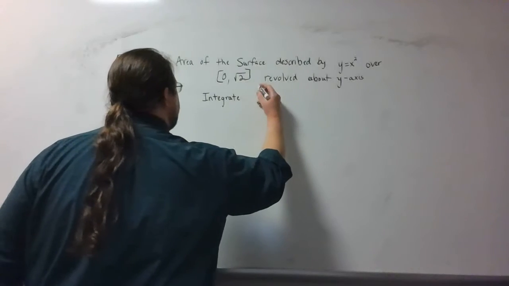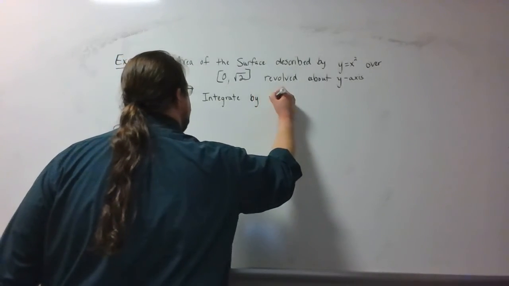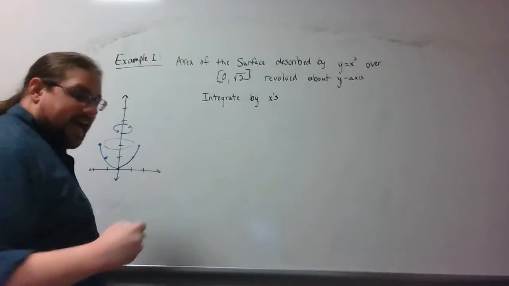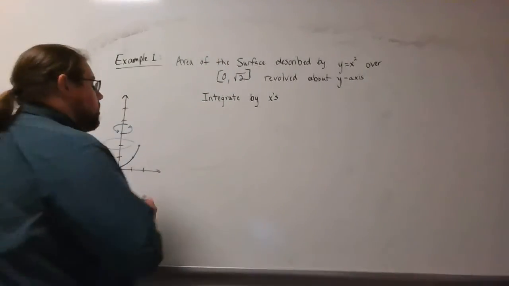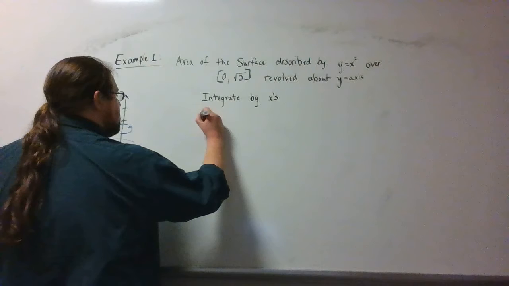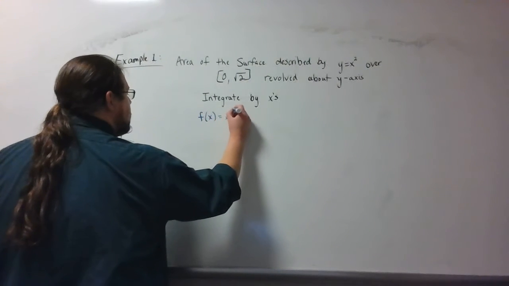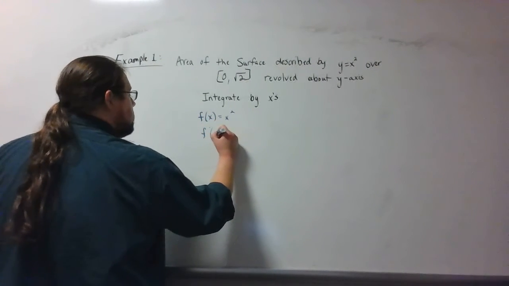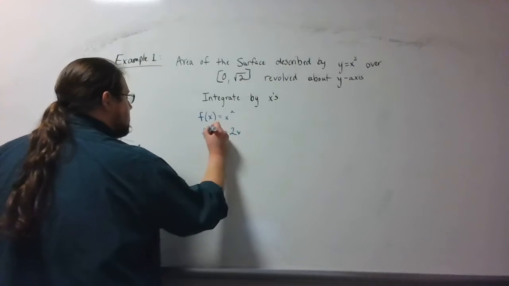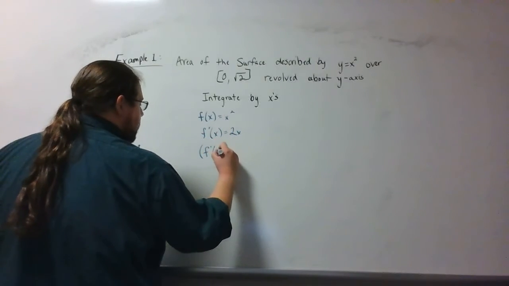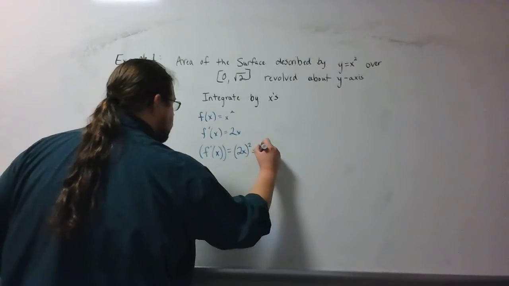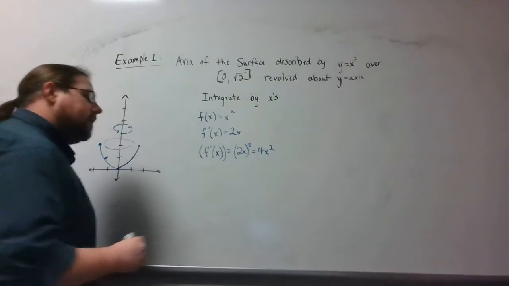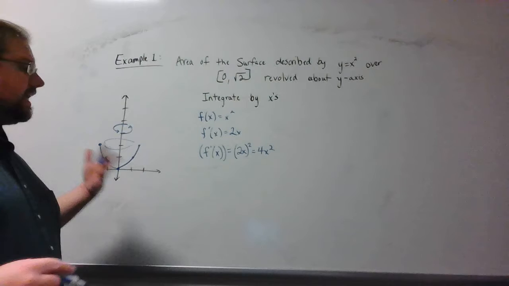If I'm going to integrate by x's, I'm going to write that function in terms of x and work through my steps again. So let's start. If I write this in terms of x, I'm going to have x squared. When I take the derivative, we're going to have 2x. Then I need to square that derivative, and I'm going to get 2x squared, which is 4 times x squared. Now I need to add the 1.